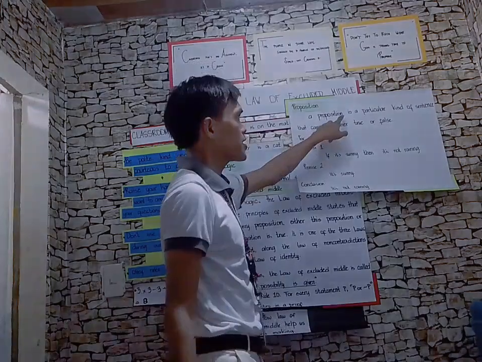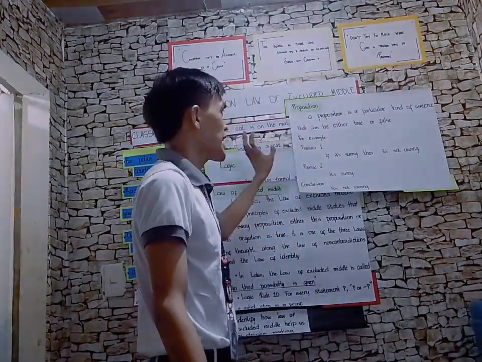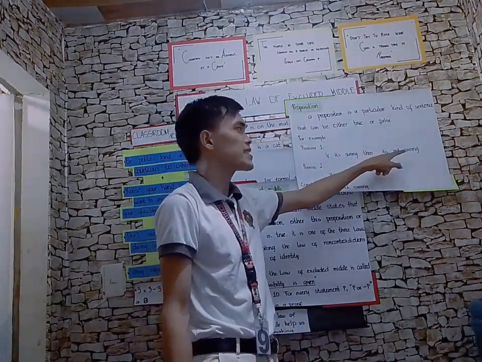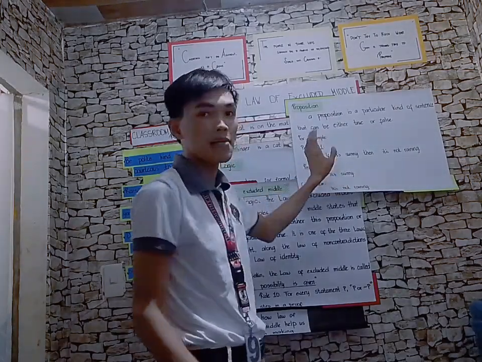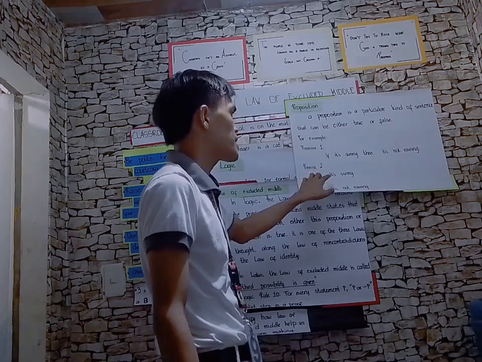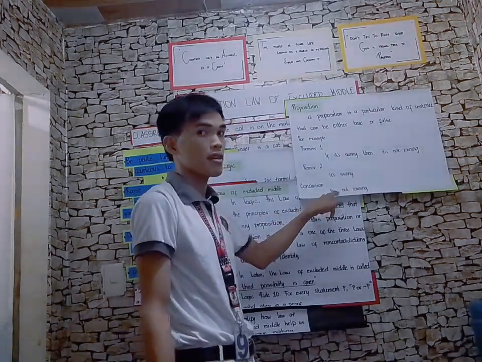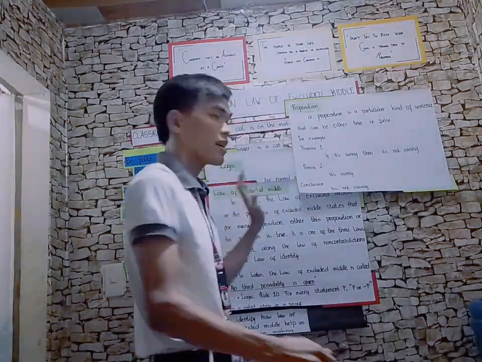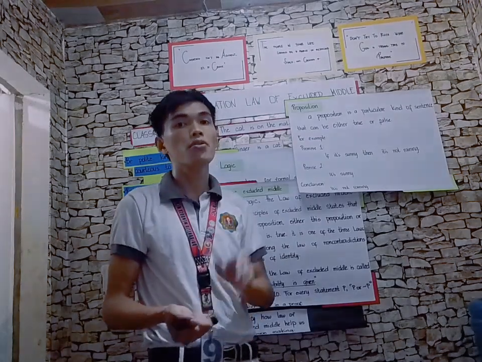A proposition is a particular kind of sentence that can be either true or false. For example, premise 1: if it's raining, then it's not raining. Premise 2: if it's sunny, then it's not raining. Premise 2 is it's sunny. So we can conclude that it's not raining because it's sunny, right? So this is an example of a proposition. In other words, a proposition is a statement that can be either true or false.